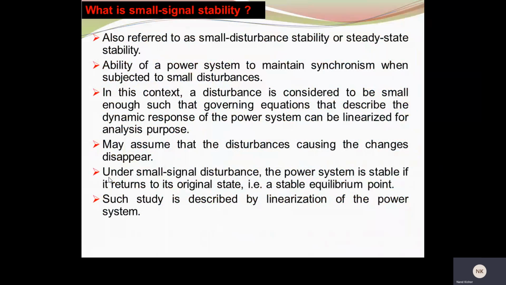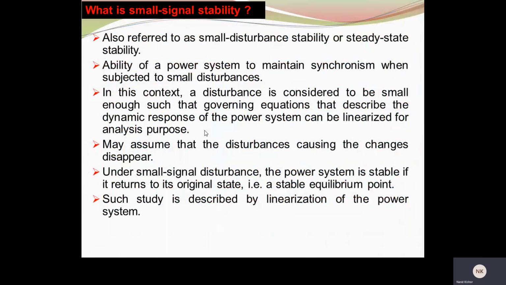And in this case, as I said, the disturbance is of much smaller magnitude, and as such, the governing equations which describe the dynamic response of the power system can be linearized for the analysis purpose. That is the important feature that we have for small signal stability analysis. That means the system is in a linearized form for the analysis here.